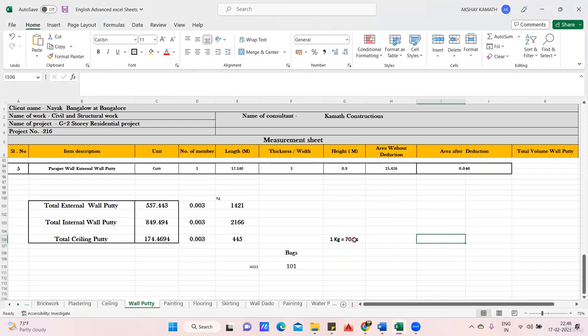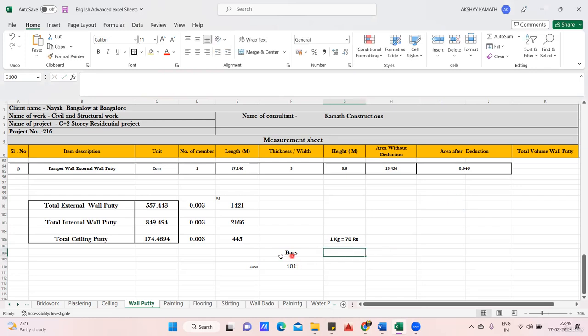Okay. So what we have done is we have got 101 bags, isn't it? And for one bag, it is a 40 kg bag. So if it is 40 kg, what will happen? I can divide it, no? For 1 kg, if it is 70 rupees, for 40 kg, how much will it be? I think this is how we are supposed to do.